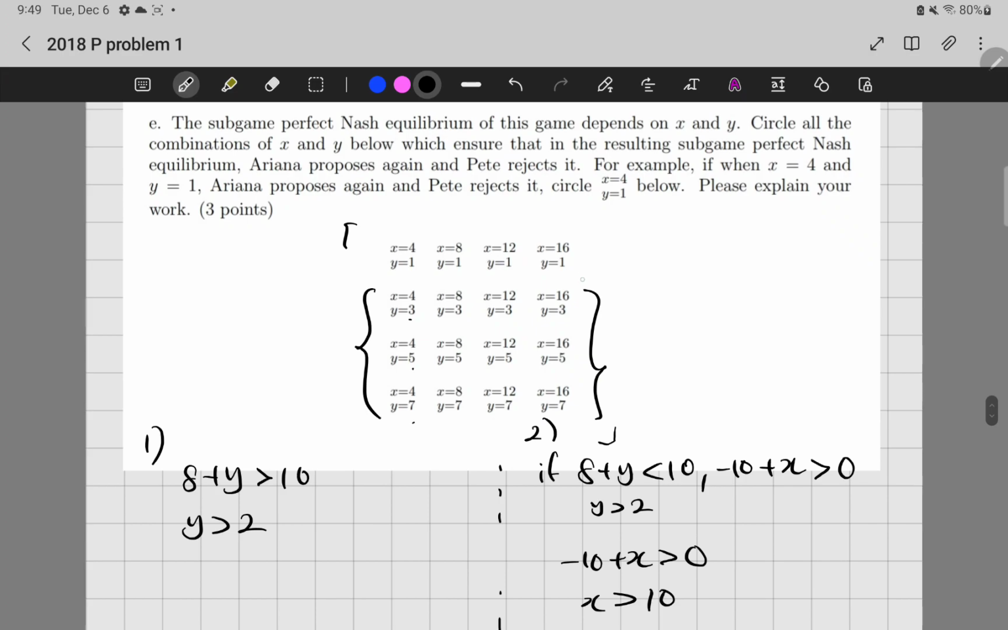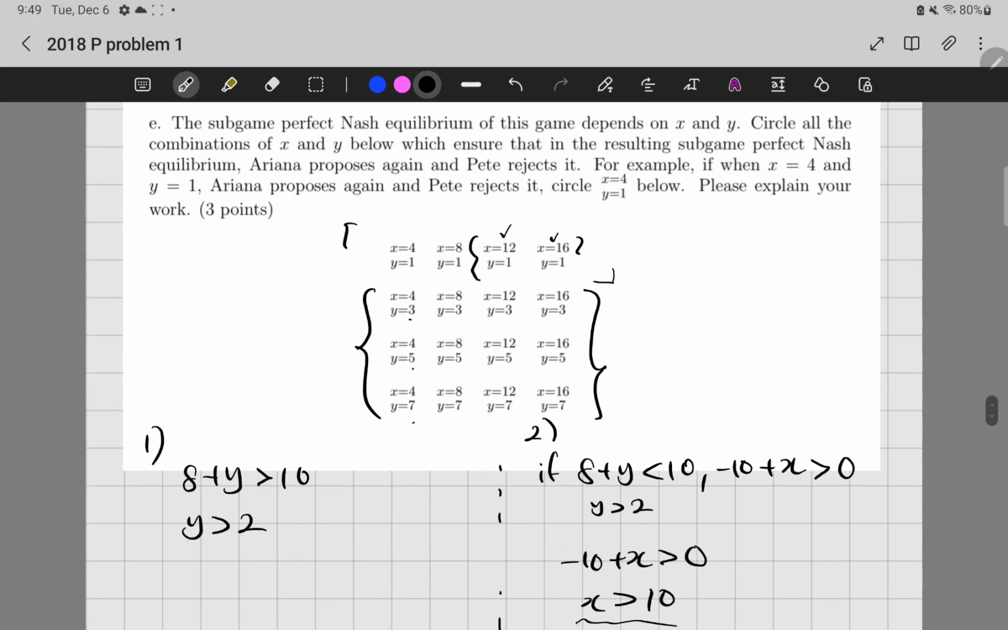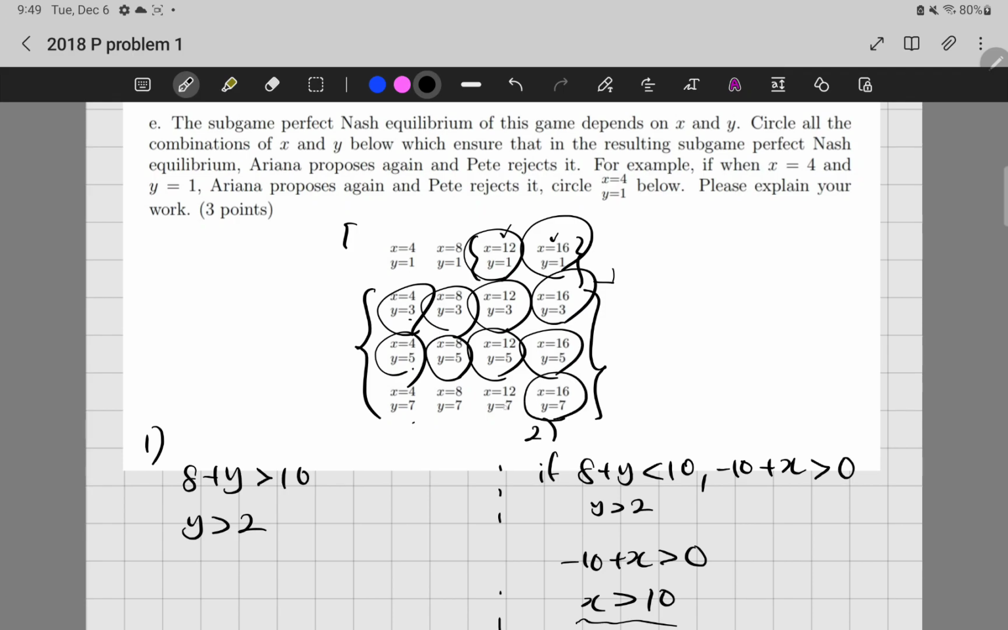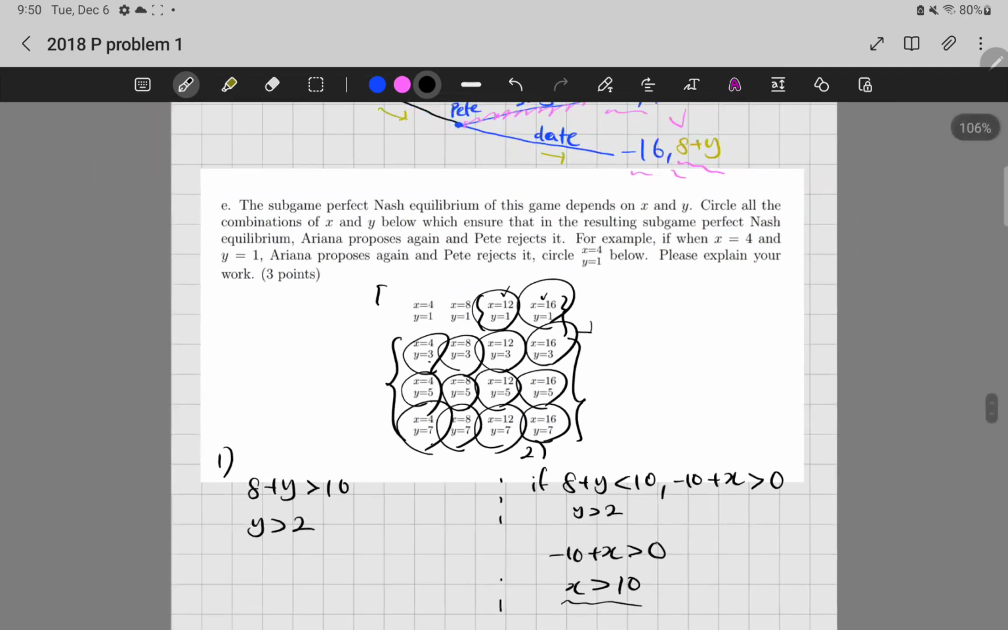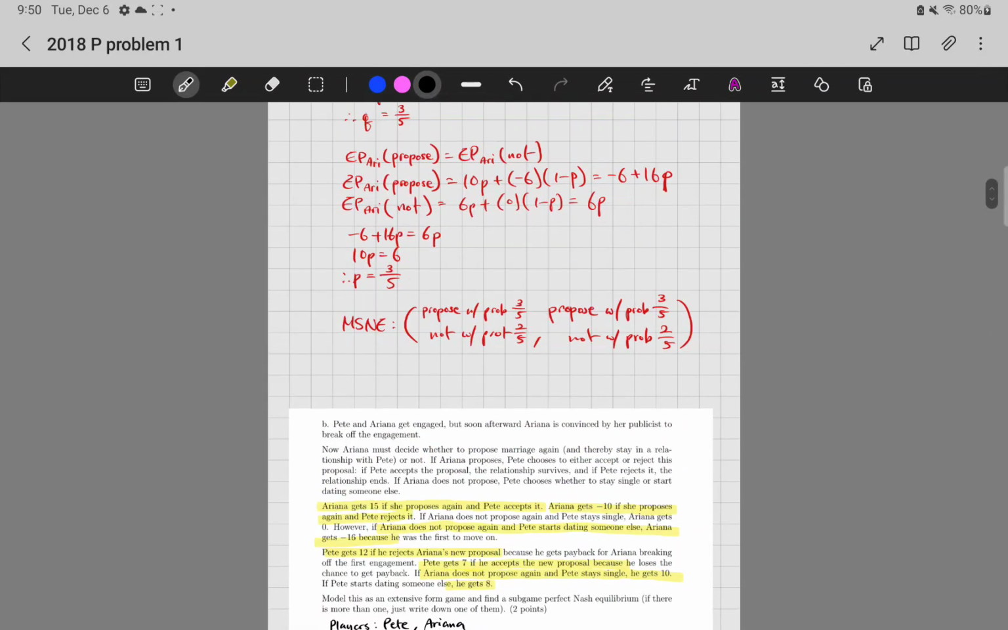However, in the section where y is less than 2, x should be greater than 10, and these two combinations have x greater than 10, which means that these combinations also give us the desired subgame perfect Nash equilibria. Therefore, the answer to this question would be circling all these combinations that we have found in our scenarios. And that is it. Thank you for watching.